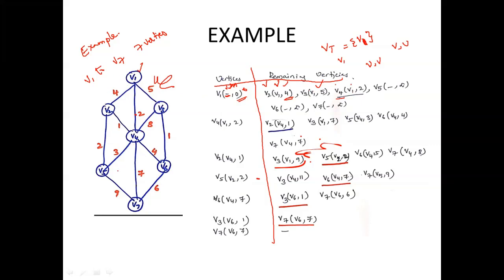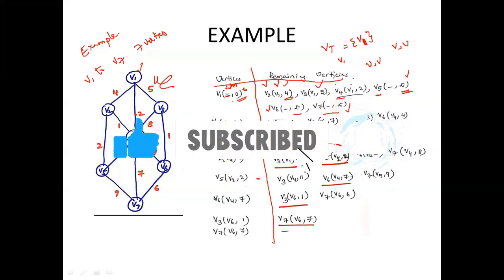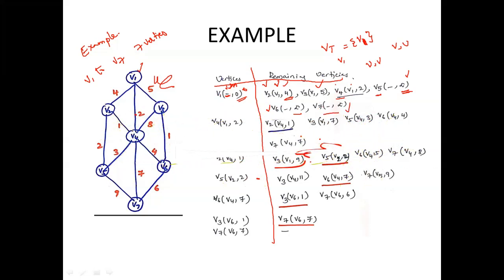From V1 to V5, I don't have any edge directly, so I cannot reach it from V1, and the distance is infinity because I don't know how far it is. The next vertex is V6, and from V1 to V6 I don't have any direct path, so it is also considered infinity. V1 to V7 is also infinity. I hope you understand how we are getting this first step.